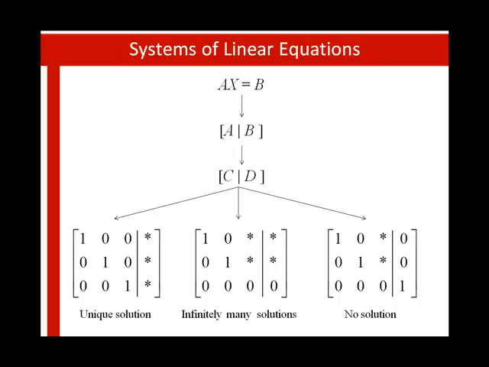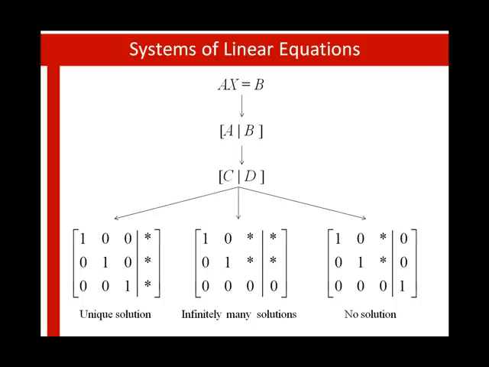Therefore, looking at this slide, we have AX equal to B, written in matrix form, which is transformed into A slash B as an augmented matrix. Then we apply row reduction as we've done before to obtain the augmented matrix C D, which is row equivalent to A B. Then we have these three possible cases. As you can see, the one on the left hand side has a unique solution. The stars represent numbers that could be anything.